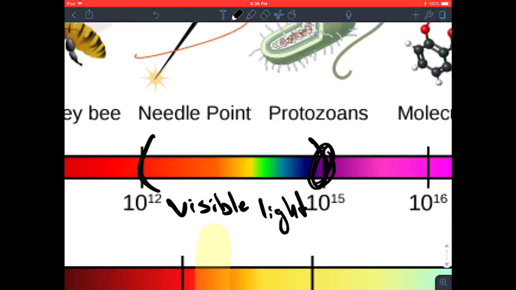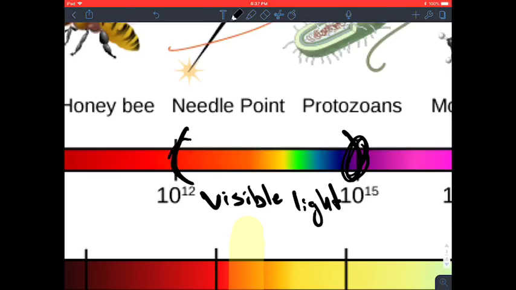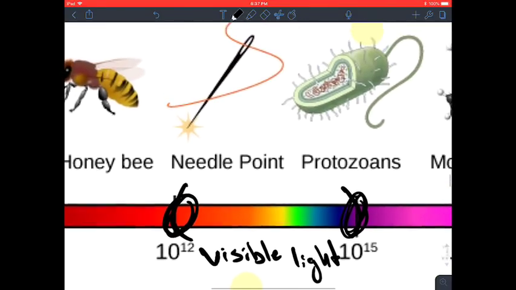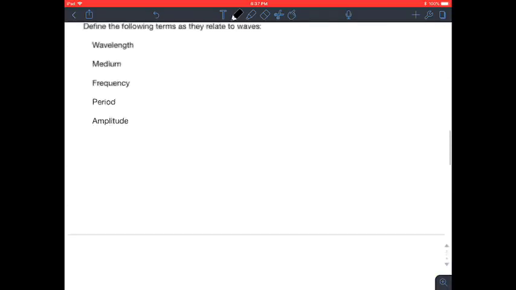Violet, purple, those are our really high energy, really short wavelength, really high frequency. Our low frequency, low energy, but really long wavelength is this red. Red has the really big wavelength, but the low frequency and low energy. So I can zoom back out.